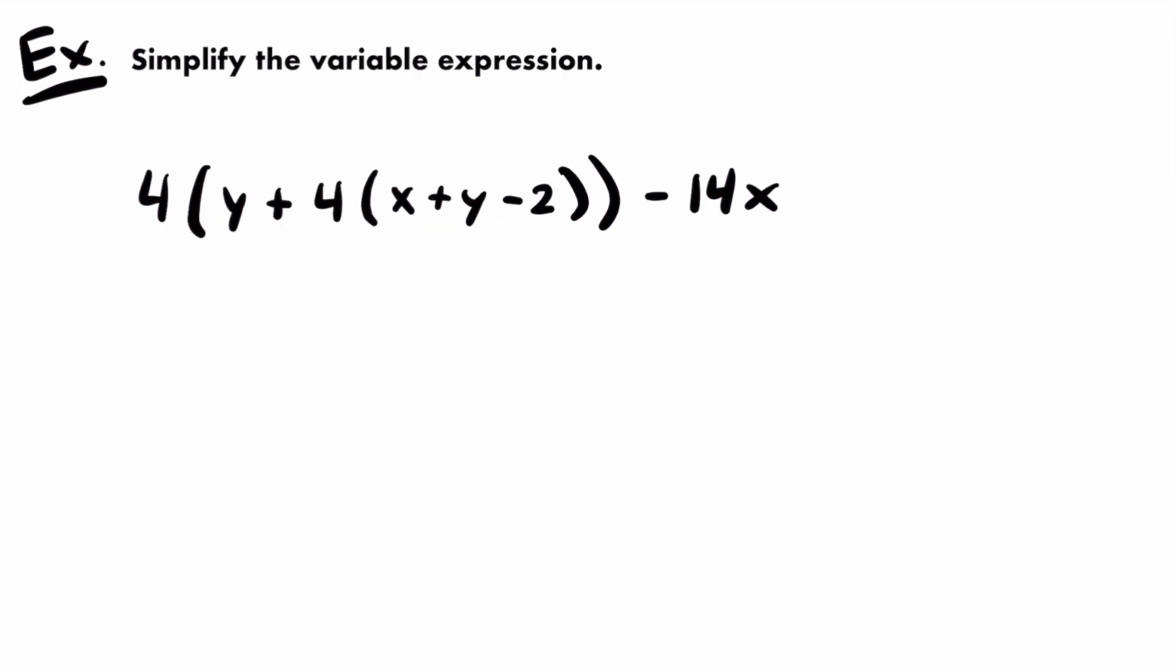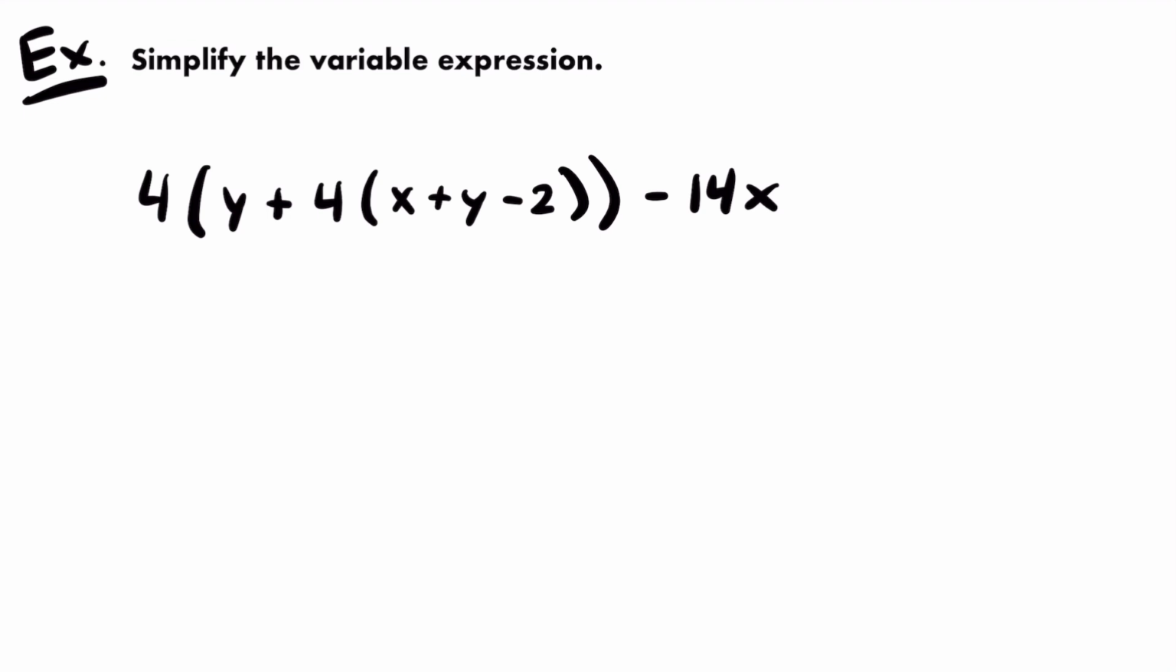All right, so here's our last example. We want to simplify this variable expression, which is by far the most complicated expression that we have looked at in this video. This is really going to test your skills of using the distributive property. Notice that there's more than one set of parentheses here. We have 4 times the quantity y plus 4 times another quantity of x plus y minus 2. And then after all of that, we are subtracting 14x.